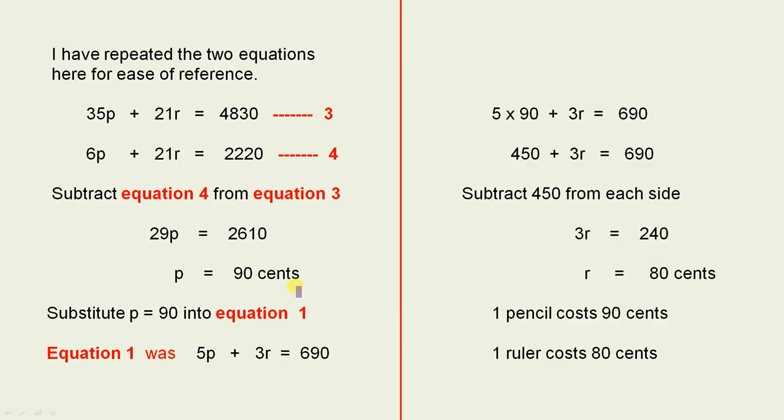So one pencil costs 90 cents. One ruler costs 80 cents. So we've just presented two examples involving problems that can be solved by simultaneous equations.